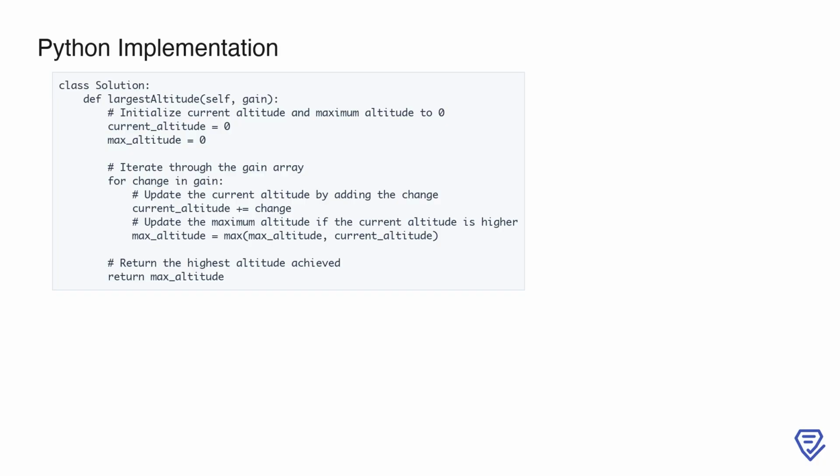Edge cases. If the gain array is empty, the function will return 0 because no altitude changes occur. If all values in gain are negative, the altitude will decrease with each step, but the highest altitude will still be 0, the starting altitude. If the gain array contains both positive and negative values, the function correctly handles the fluctuating altitude and accurately computes the maximum. This implementation runs in O(n) time, where n is the length of the gain array, as it processes each element exactly once. The space complexity is O(1), since no additional data structures are used.